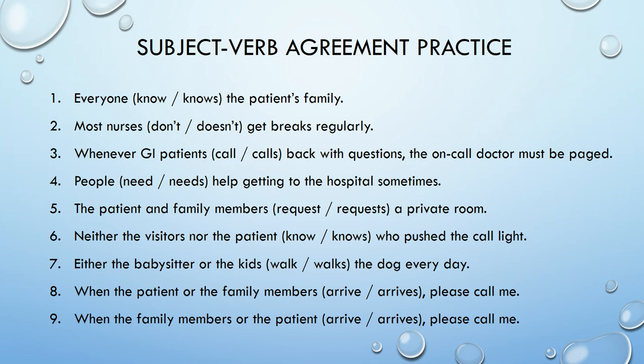Number 7: either the babysitter or the kids walks the dog every day. So in this case, you have the either/or situation again. And again, you have babysitter, singular, kids, which is plural. Kids is closer to the verb. Kids is plural, so walk. You need to have the plural verb. The kids walk the dog every day.